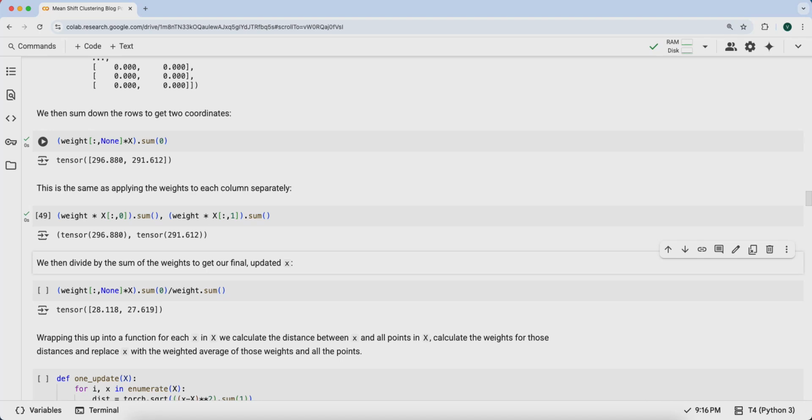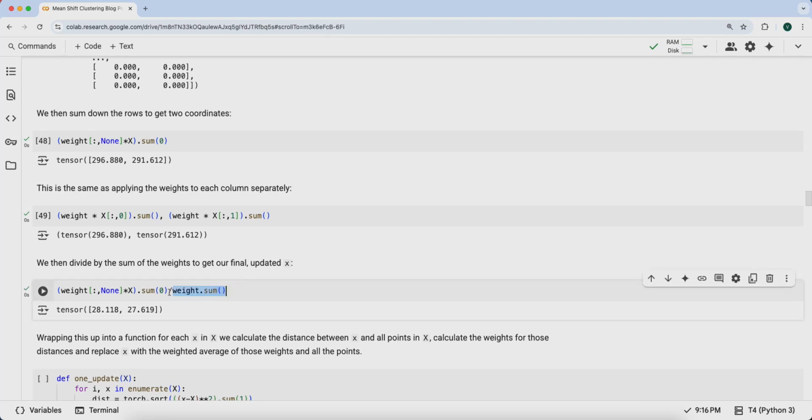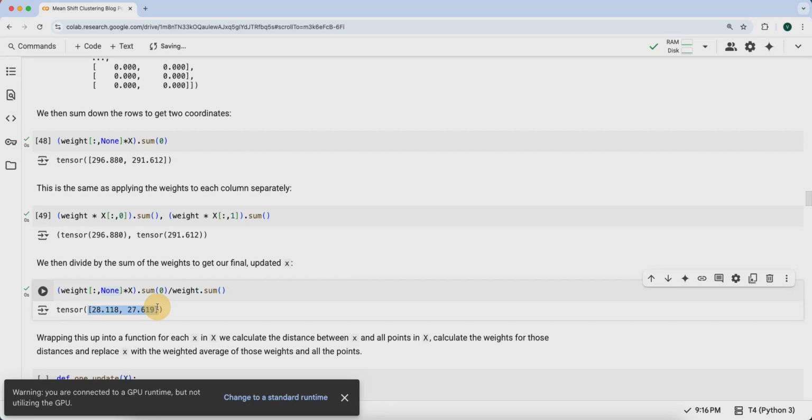Okay, so that's the numerator, and now we're going to calculate the denominator, which is weight.sum, and then we're going to divide the numerator by the denominator, and now we get our weighted average point. So this is one update for 1 point.